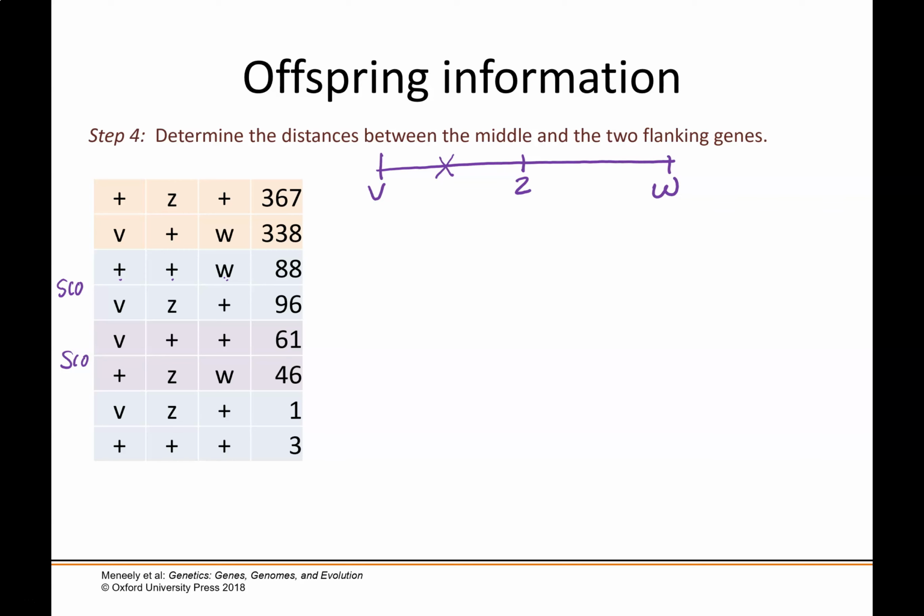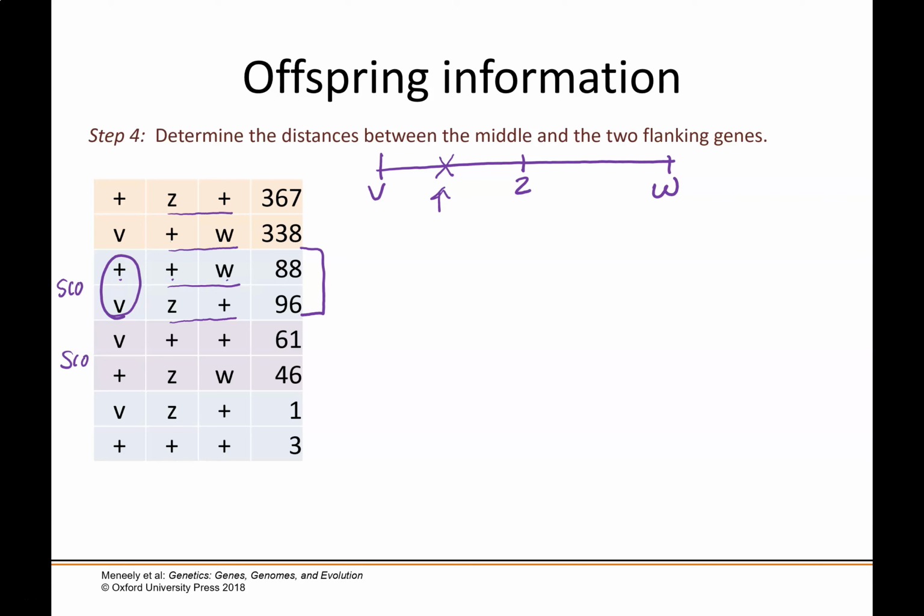So let's look at the parents and see which two stay together. Plus Z plus, V plus W. So here we have a plus W and a plus W, so they're staying together. Here we have Z and plus staying together. This parent has Z and plus staying together. So that means that the V genes have flipped. So we know that if the V genes have flipped, our single crossover events are these two sets of offspring.